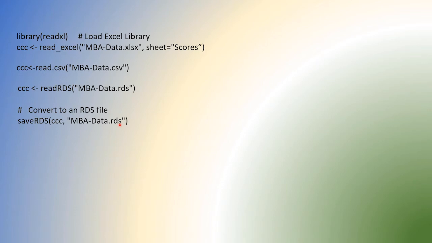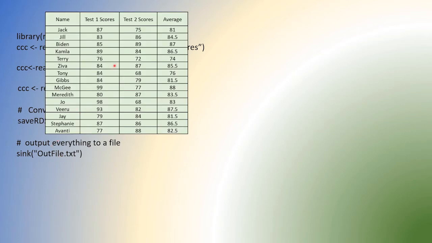Now that we have read the file, we can work with it. Anytime you do some work, the output goes to the console, on the other screen. If you want to send the output to another file, you can simply use the command sink. In this case, I'm sending my output to a file called outfile. So everything that comes out on the screen will actually go there. And here's the file that we're going to work with.